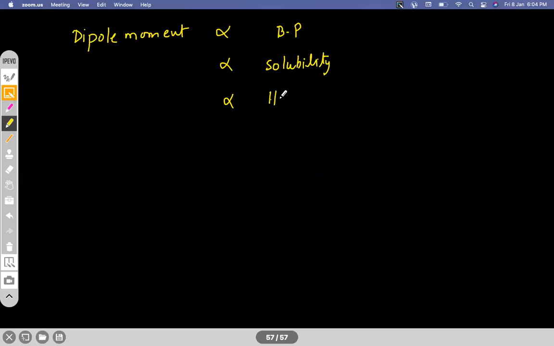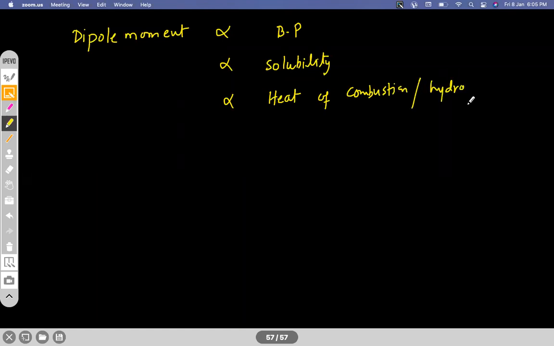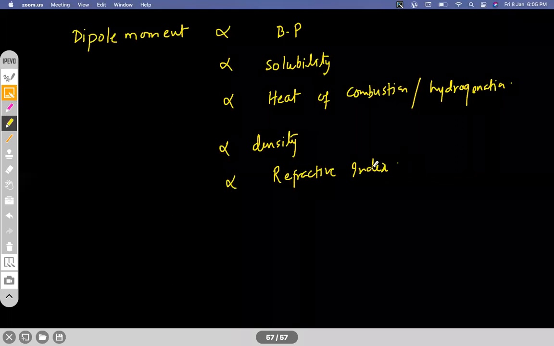We can also write down heat of combustion, directly proportional. Hydrogenation, directly proportional. If dipole moment is more, then density is more. Dipole moment is more, then refractive index is more. You need to memorize all these properties. Okay, melting point. Okay, this is one thing.